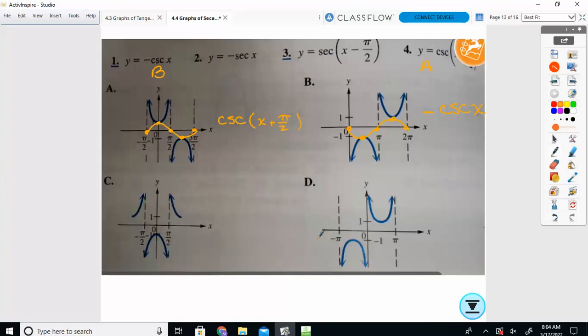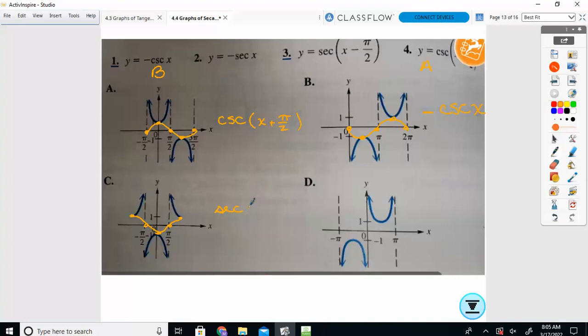Is this making sense so far? Okay, C is kind of the tricky one. So this point would stay. This would have been 0, 0, and 1. So if I'm looking at that, is that a sine or a cosine graph? Cosine. So that means I'm looking at a secant graph.